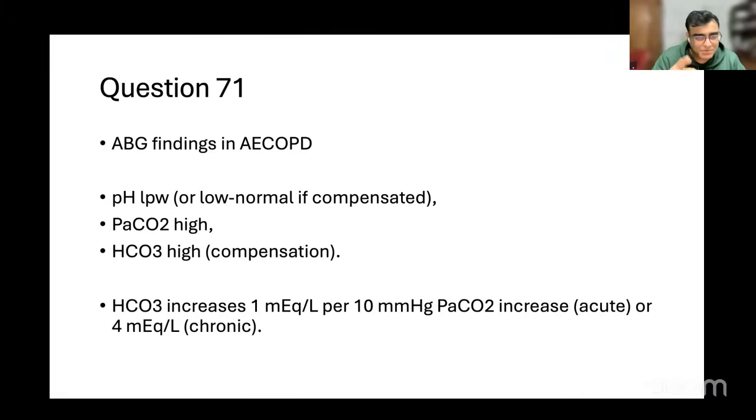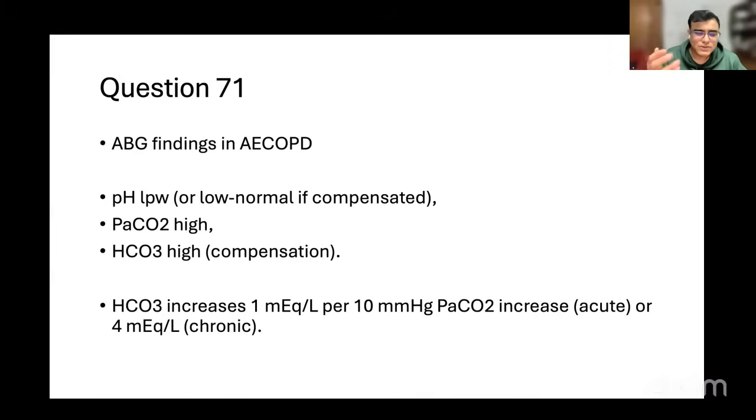The YouTube probably jumped because you were watching live, so you can go back and check later. Okay. So ABG finding in acute exacerbation of COPD was one of the questions. I'm not sure what was given. But you will see pH will be low, or low normal if compensated, then PCO2 will be high and bicarb will be high based upon compensation.